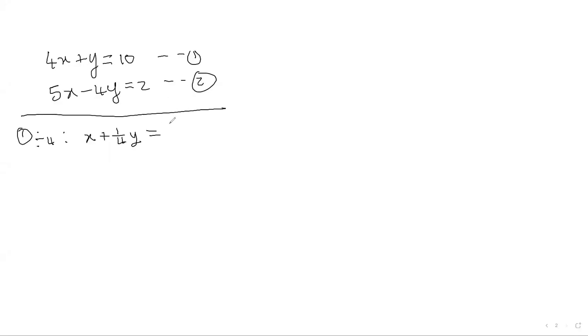We're gonna get 10 over 4. Let's make this equation 3, and then just put down equation 5 below. Minus 4y is equal to 2, right? Then, oh sorry, this is equation 2, still hasn't changed. Equation 2.